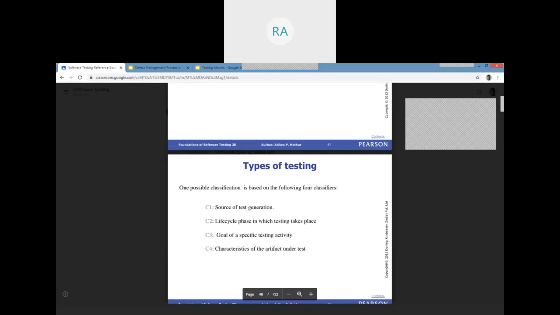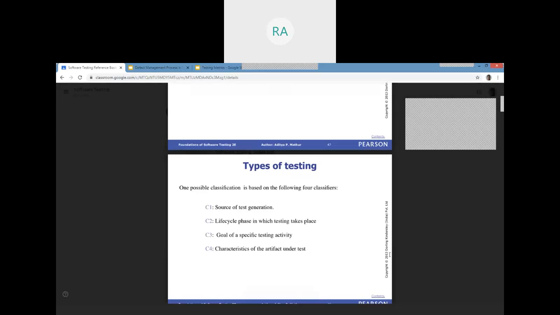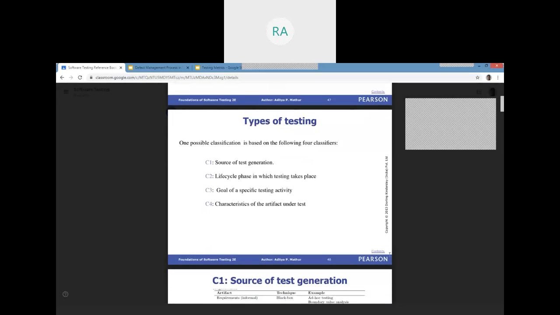I already told you about the artifact and the test yesterday. An artifact can be a code, a component, a module, or the program as a whole. All these come under artifact. In general, I am referring to it as the artifact under test. Based on these four things, I am going to have the types of testing. Let us look into these things.